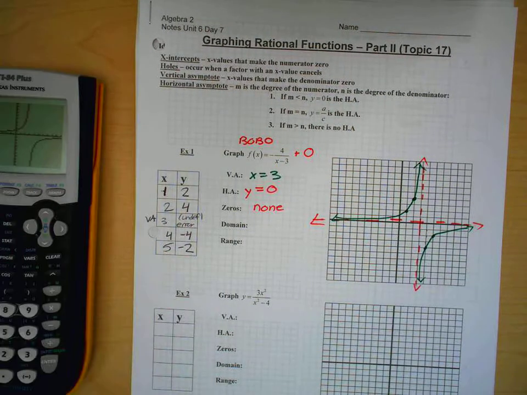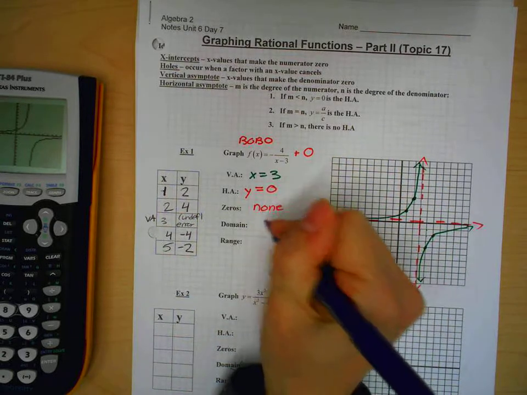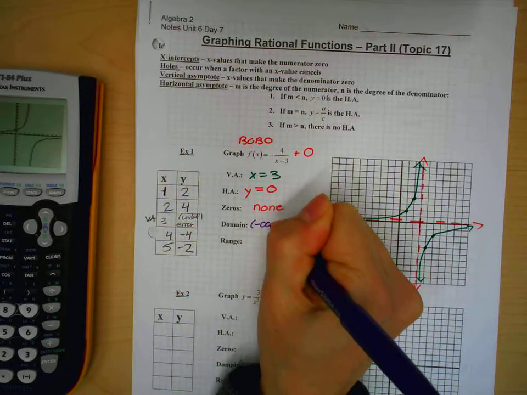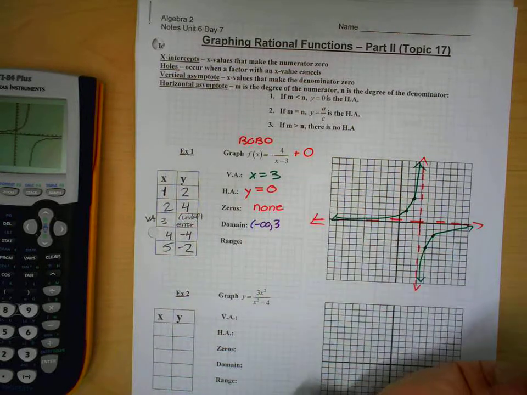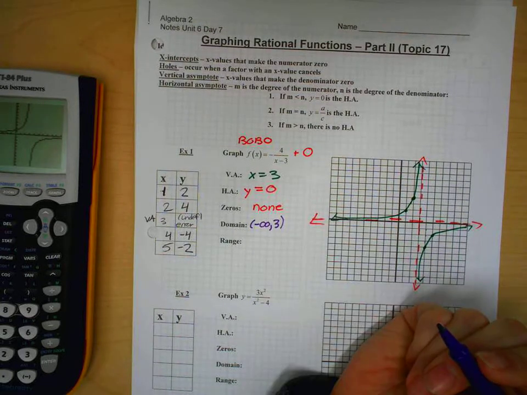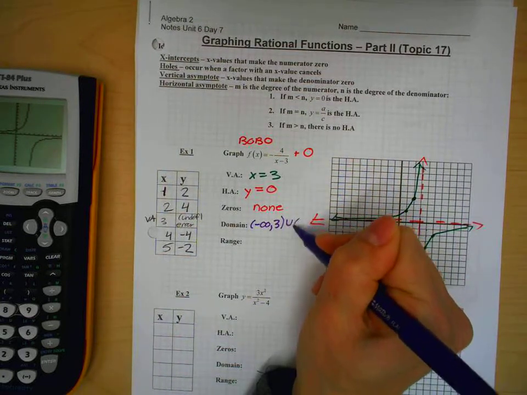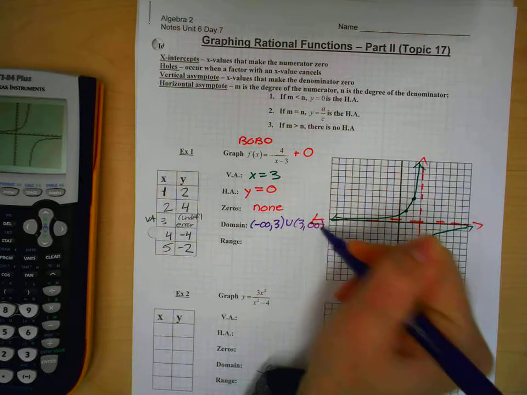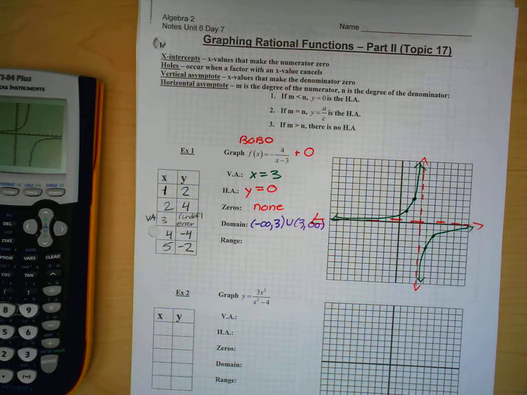All right, so now my domain. What can't my x be? Yeah, it can't be my vertical asymptote. So my domain starts at negative infinity, it stops, and we use parentheses because we're not including 3, and then we start up again at 3, and it goes to infinity. How about my range? What value of y am I not using? 0. I'm not using the horizontal asymptote.